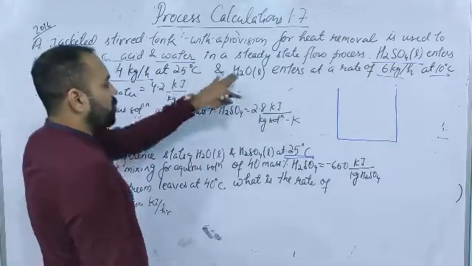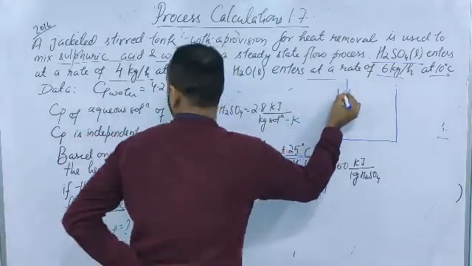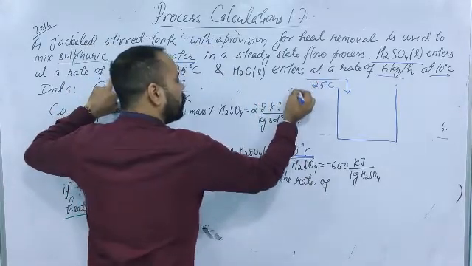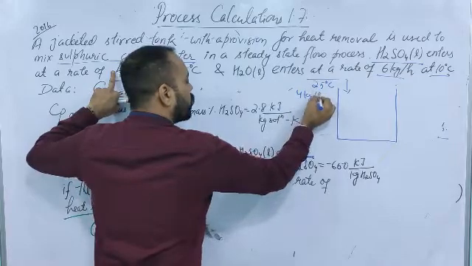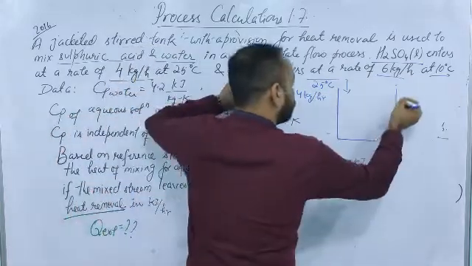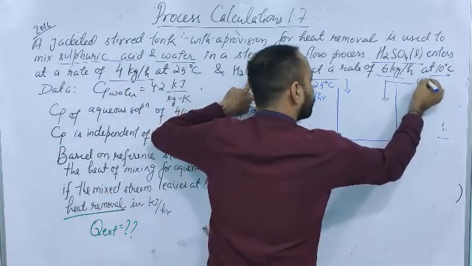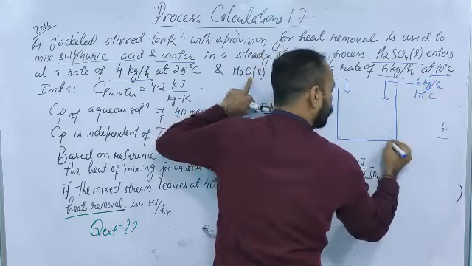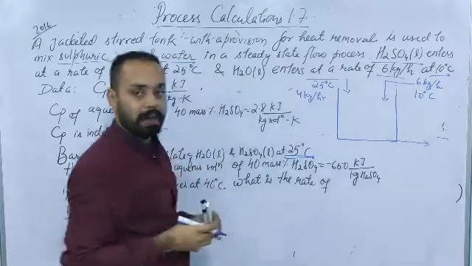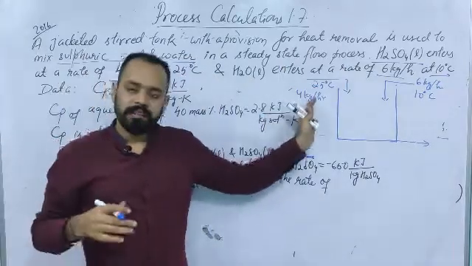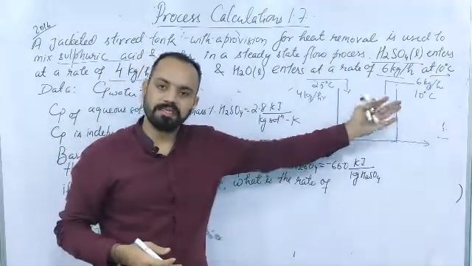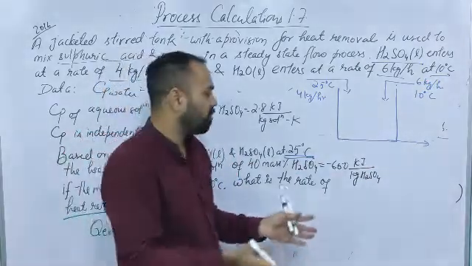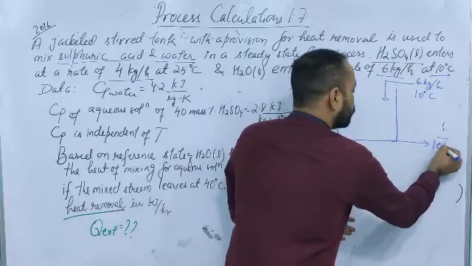The liquid H2SO4 is entering at what temperature? 25 degrees Celsius. And what is its mass? 4 kg per hour. The water is entering at 6 kg per hour at 10 degrees Celsius. So first of all, we have to apply mass balance here. Sulfuric acid is 4 kg per hour, water is 6 kg per hour. What should be the mass flow rate of the exit stream? Simple mass balance, 6 plus 4, it should be 10 kg per hour.